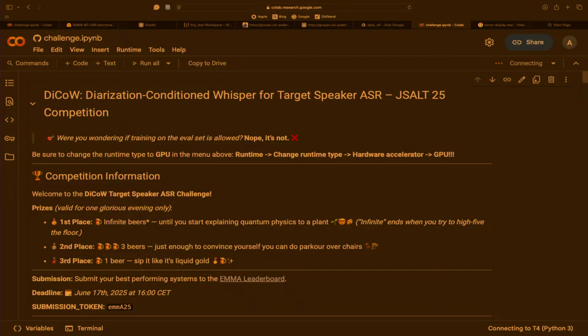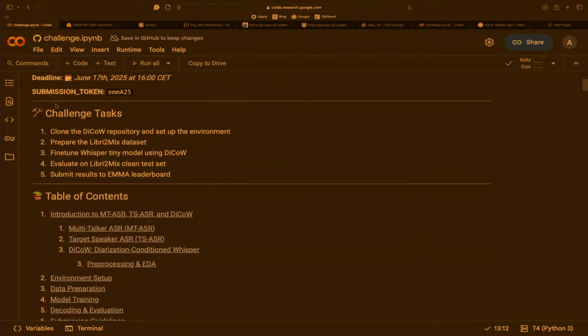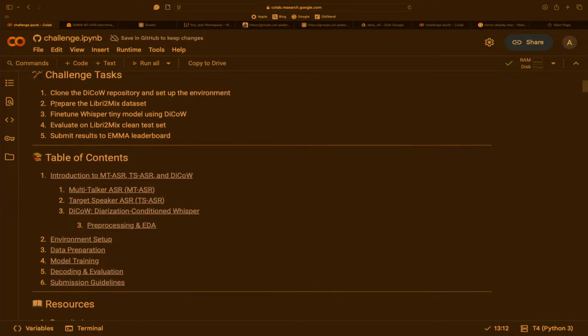Okay, who has the GPUs? Okay, like half of the people. So I guess we can continue. There are a few tasks that you should do: clone the repository, prepare the dataset, fine-tune the model, evaluate it, and submit. Just 5 tasks. And here is the table of contents.